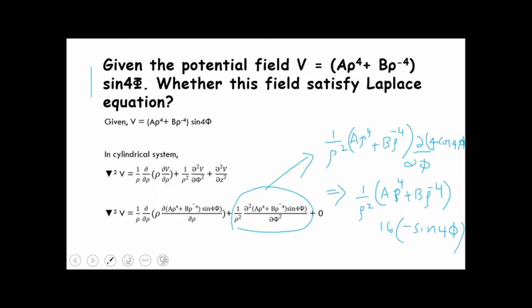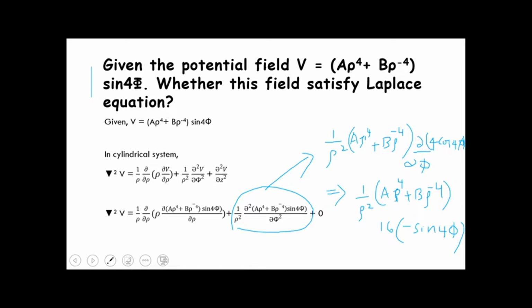Considering the second term, it is 1 by rho square. The differential is with respect to phi. So A rho 4 plus B rho raised to minus 4 becomes a constant, and I take it outside of the derivative. Now I have del square by del phi square of sine 4 phi, which is the same as del by del phi of del by del phi of sine 4 phi. First I partially differentiate sine 4 phi once. I get cos 4 phi into 4, so I write it as 4 cos 4 phi.